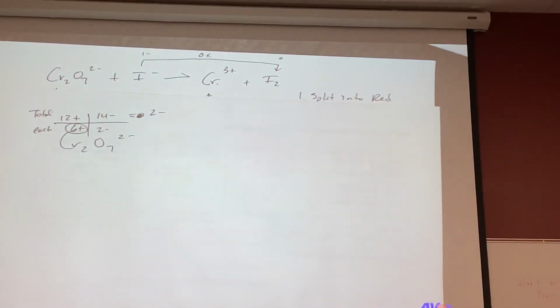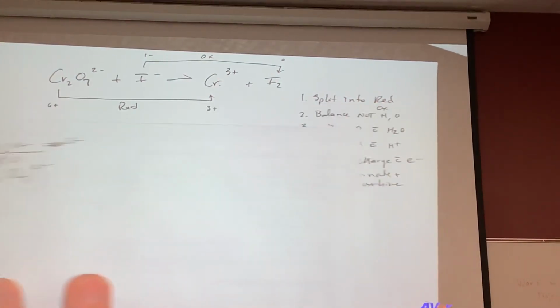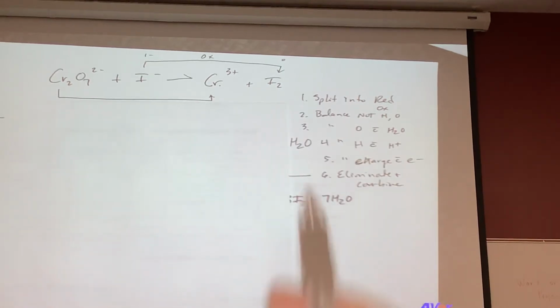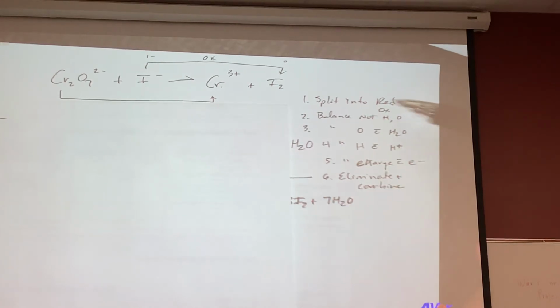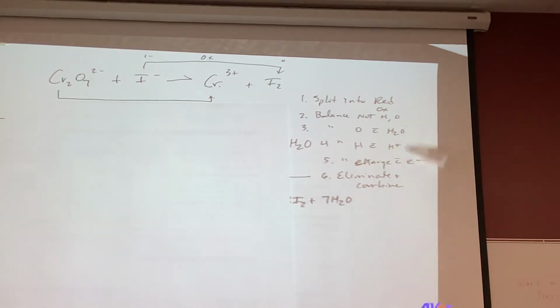Okay, so those are your steps. I think in my slides I might have it as 7 or 8 steps, but that's the essence of it. You look at the oxidation number, split it, balance, balance, balance. Put it all back together.